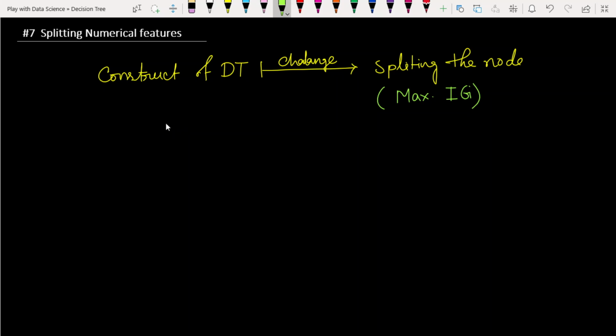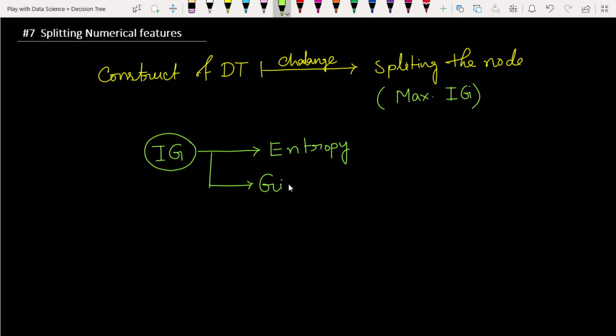To calculate the information gain, we use the entropy concept here, or you can choose the Gini impurity. Both serve the same purpose.